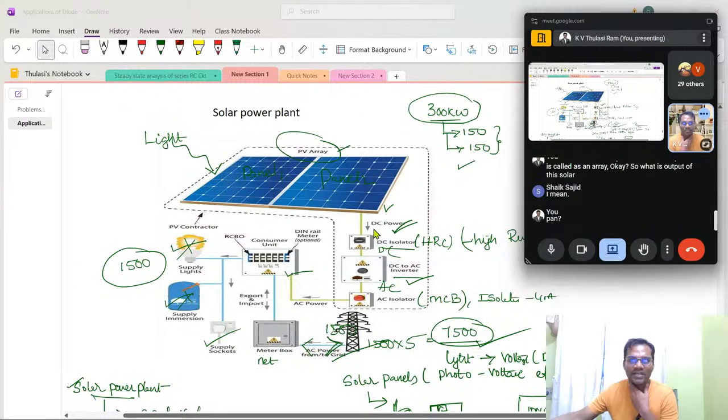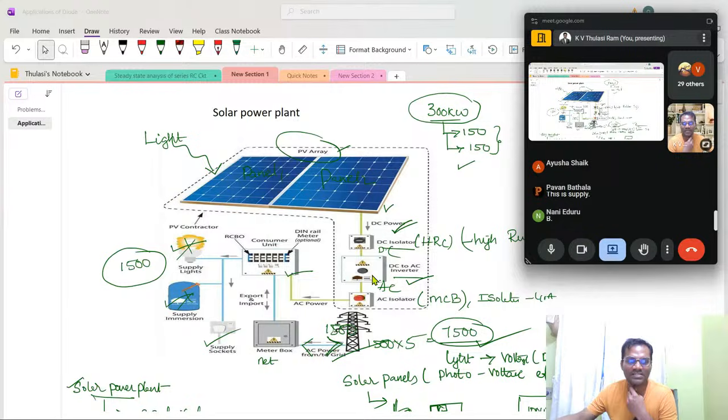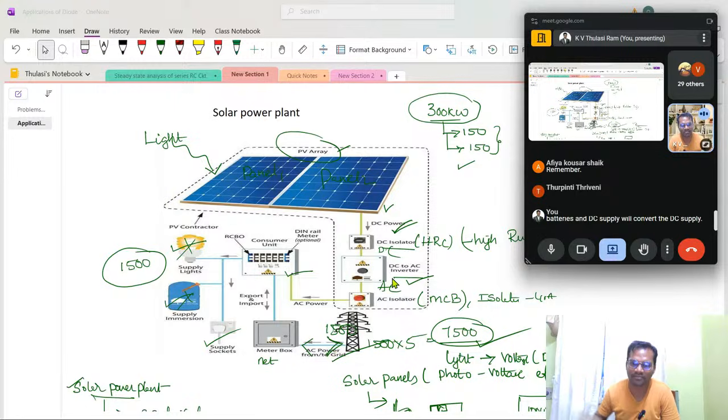So what is the output of the solar panel? AC supply or DC supply? DC supply. But what is the power we have in our home? AC or DC? AC. What do we need to do? We need to convert this DC supply to AC supply. How to convert it? Very good, this is called an inverter. We also have an inverter in our home. We have batteries and a DC supply, and we convert the DC supply to AC supply with the help of an inverter.